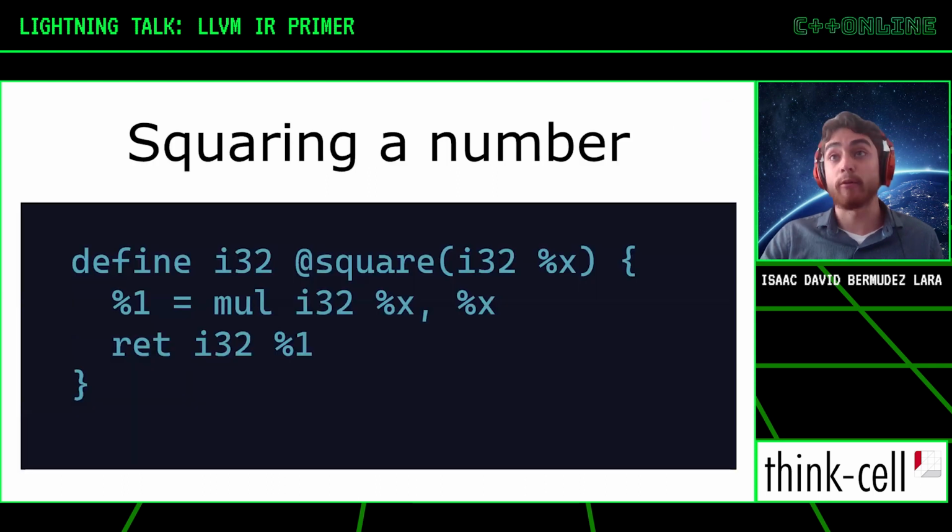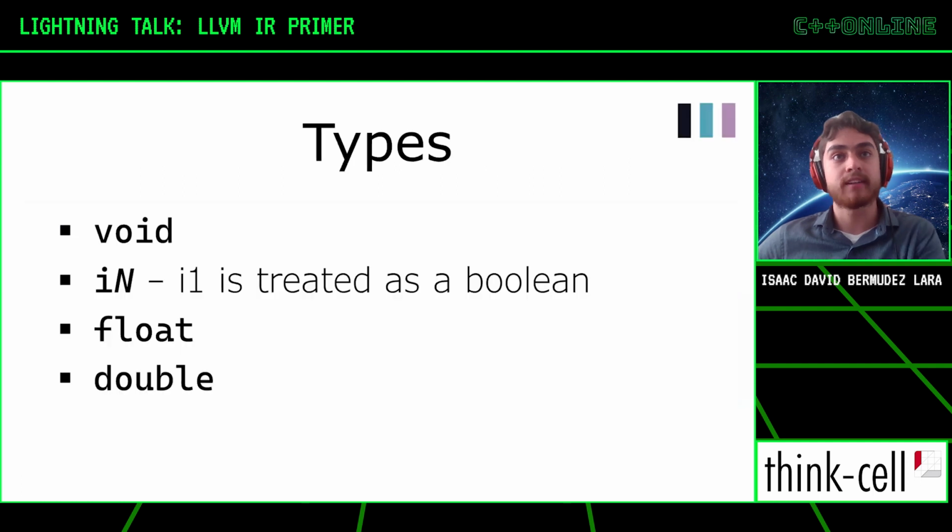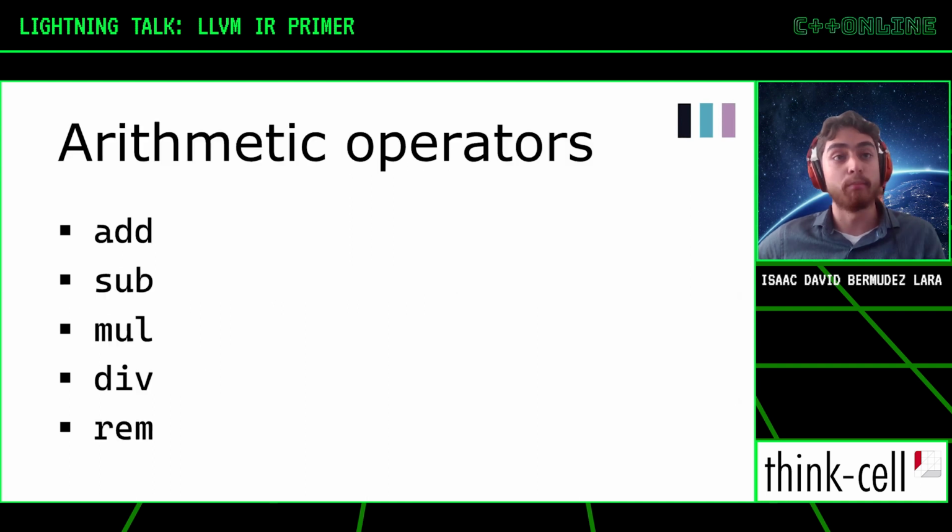Here we have a square function, and we just do x times x, and as you can see, there is the type of the multiplication. It is an integer of 32 bits. These are the basic types. You can do aggregates that are like structs, and different kinds of aggregates, vector types, but these are the basic ones. Some basic arithmetic operations that you can represent.